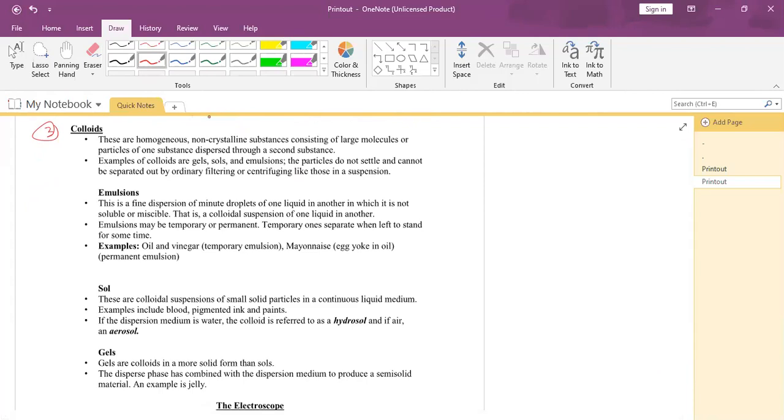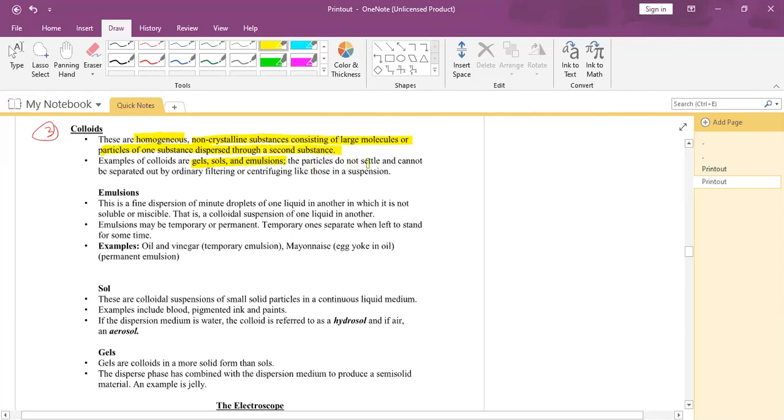Colloids are homogeneous also, right? So these are homogeneous, non-crystalline substances consisting of large molecules or particles of one substance dispersed through a second substance, right? So it's homogeneous. There's no physical boundary. You don't see boundaries in the mixture. So homogeneous, non-crystalline. So not a crystal. Consists of large molecules or particles of one substance dispersed through a second substance, right? Examples of colloids are gels, sols, and emulsions. We'll talk about this shortly. Gels, sols, and emulsions, right?